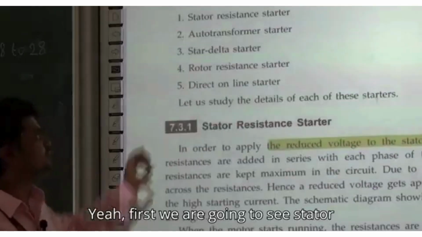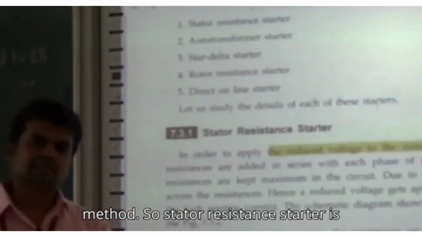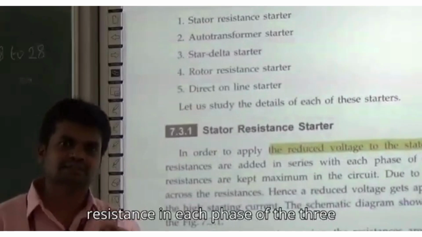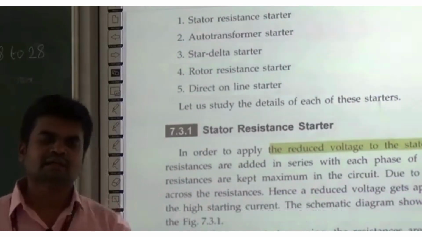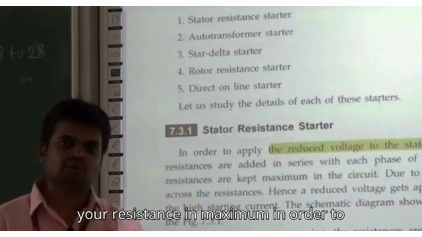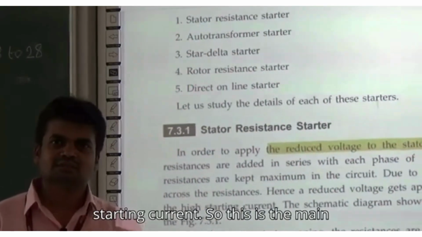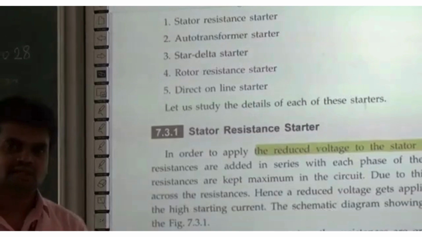First we are going to see the stator resistance starter. This is the first method. A stator resistance starter is nothing but adding a resistance in each phase on the stator side of the three-phase induction motor. Initially, you keep the resistance at maximum in order to reduce the voltage as well as the starting current. This is the main purpose of stator resistance starters.